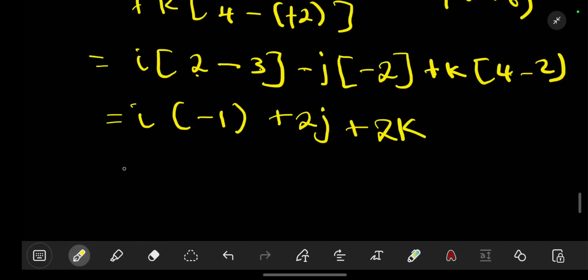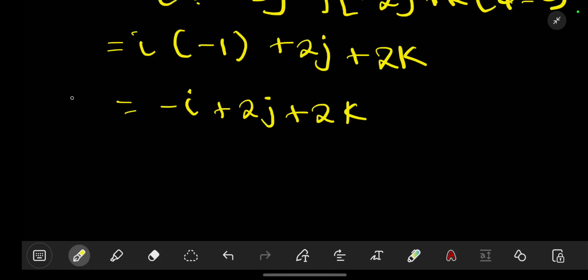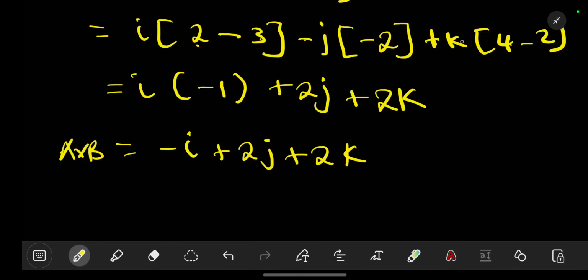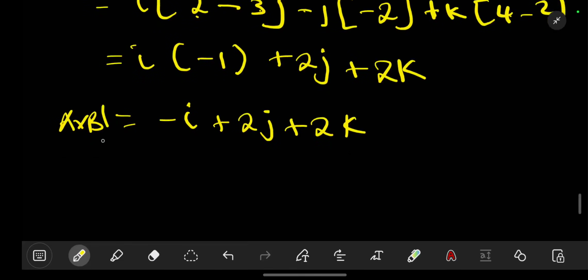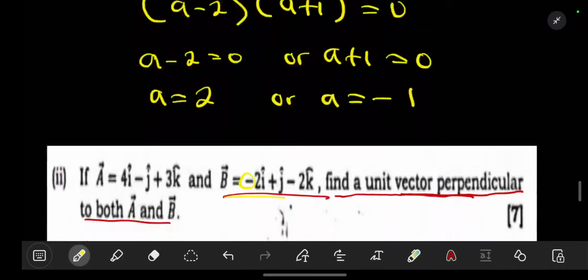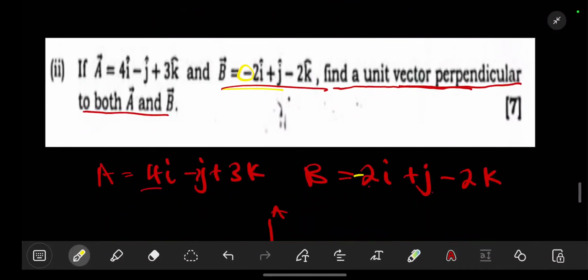So after we have corrected, we have our negative i like that. Then we have plus our 2j like that. Then we have plus our 2k like that. So this is our A cross B like that. So after finding our cross product, A cross B is equal to this. So what we are going to just do is that we are now going to find what are we told? We are now going to find our unit vector.